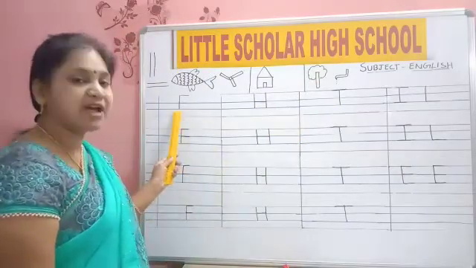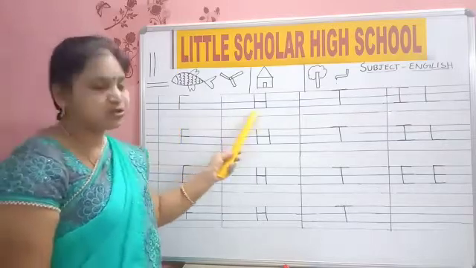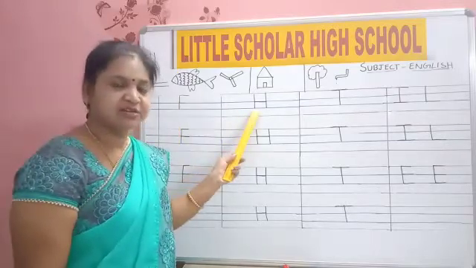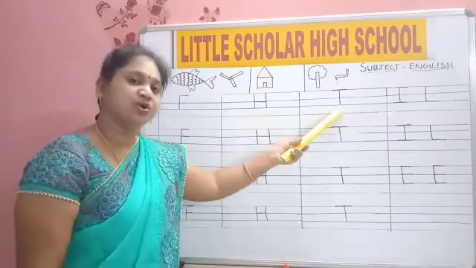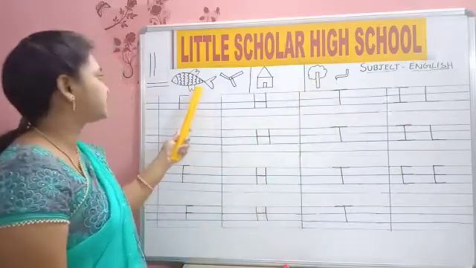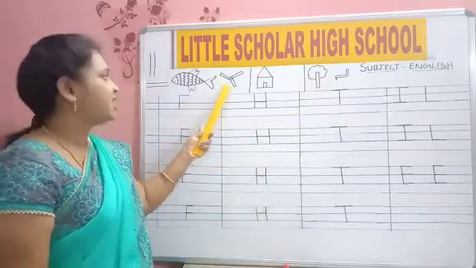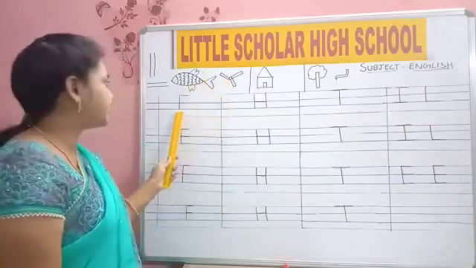Today which letters we have learned? F. So F, 2 pages. H also we have learned today how to write. So H also 2 pages. And T also 2 pages. Understood, children, your homework? Yes, once again now say: F for fish, F for fan, F for fish, F for fan. Which letter is this?